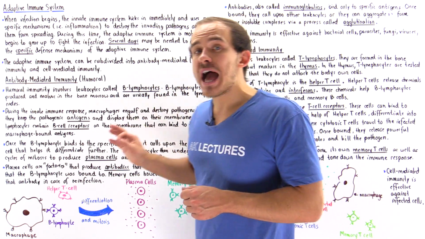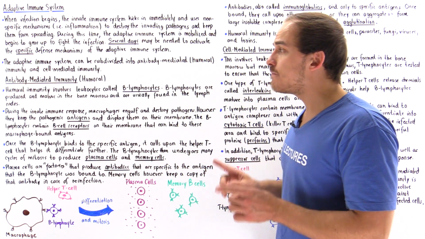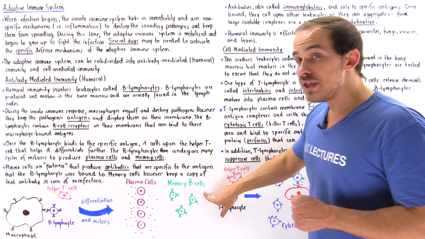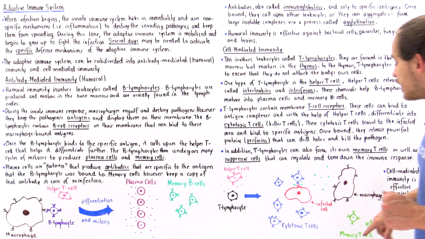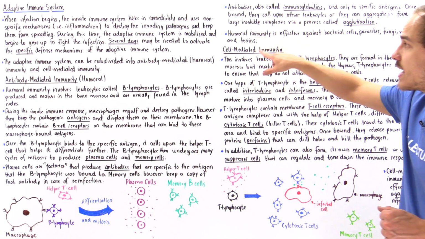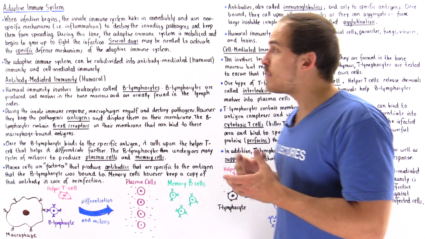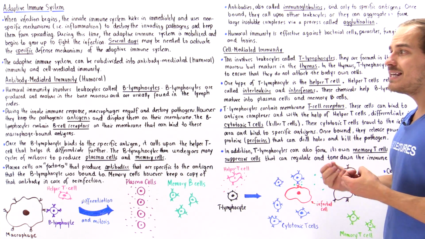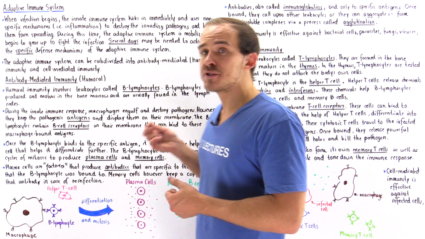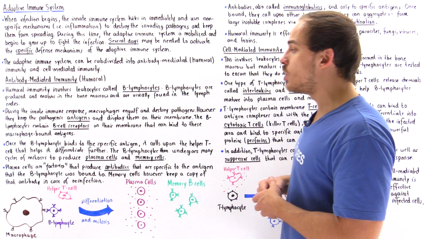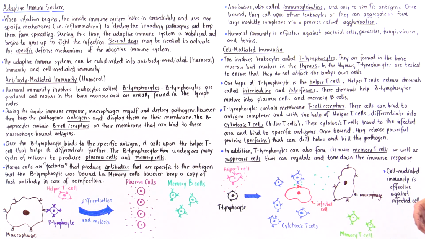And if that same type of pathogen ever reinfects our body, these memory B cells, as well as memory T cells of the cell-mediated immunity, can actually recognize these pathogens immediately and begin a very quick and effective response that can ultimately kill off that reinfecting pathogen.